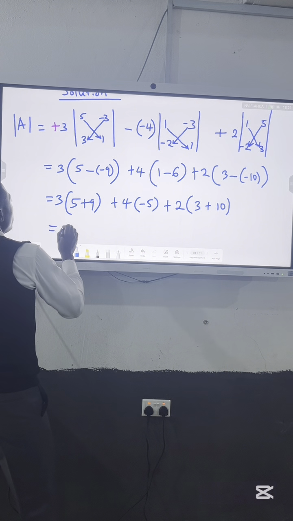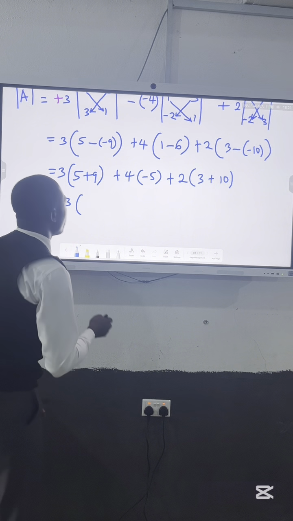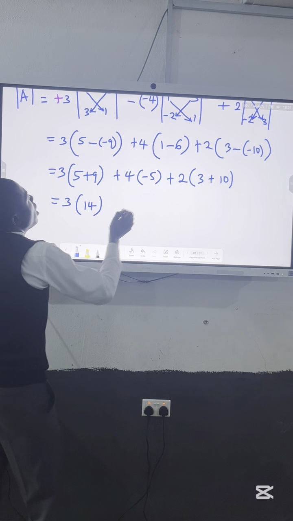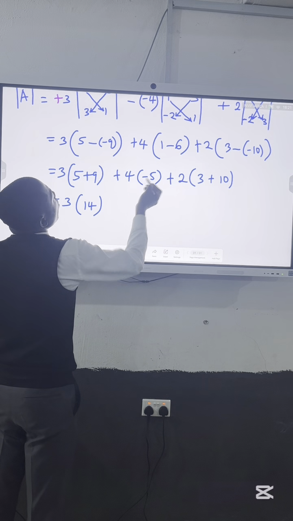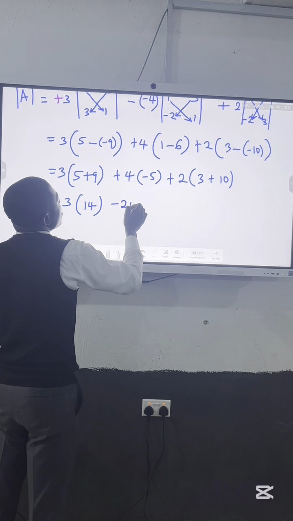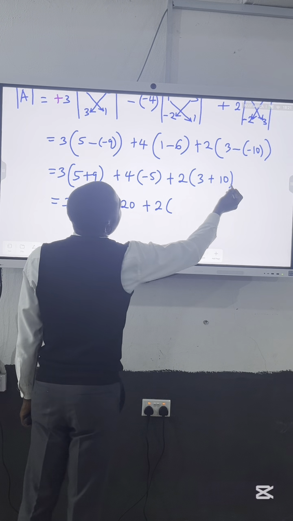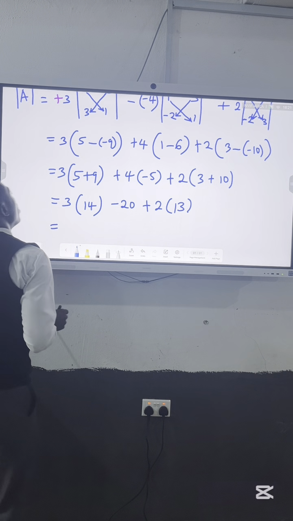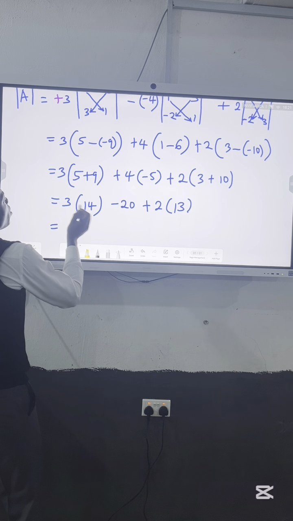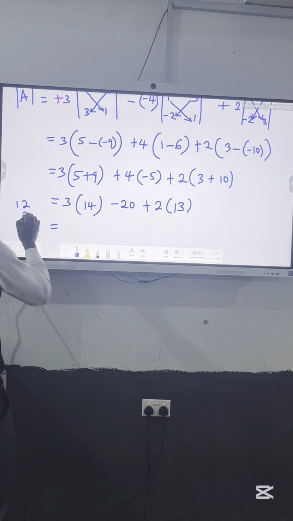Now let's be fast now. 3 into, let's go. So 5 plus 9, you're going to get 14. So you have 14, and then plus 4 multiplied by minus 5 will give you minus 20. Okay? Then plus 2 into, if you add up these two of them, you get 13.